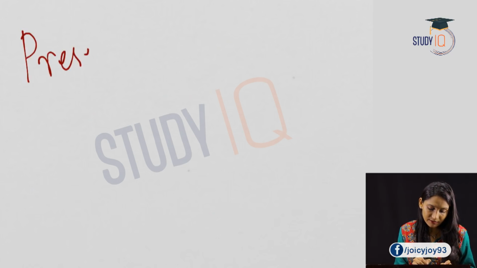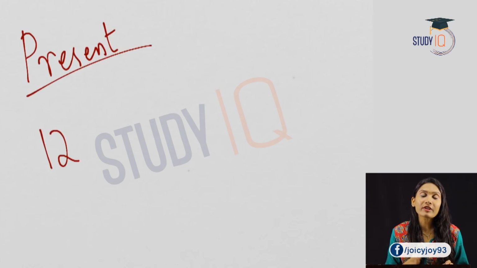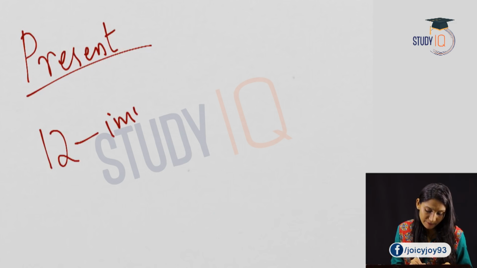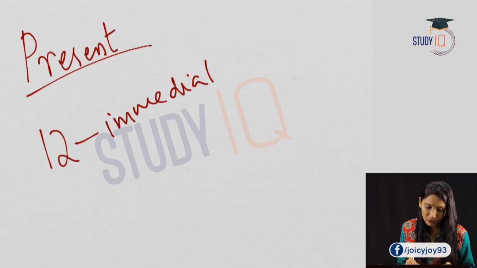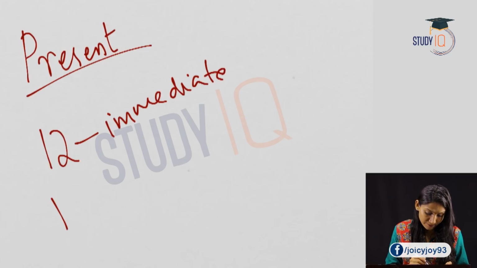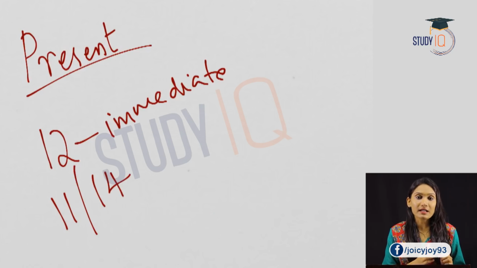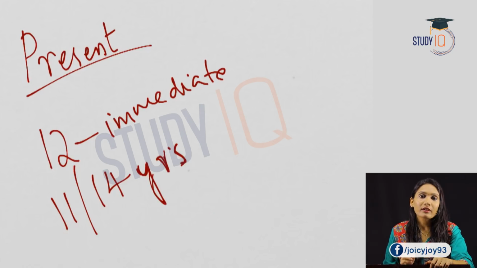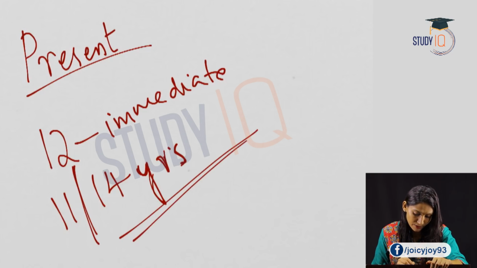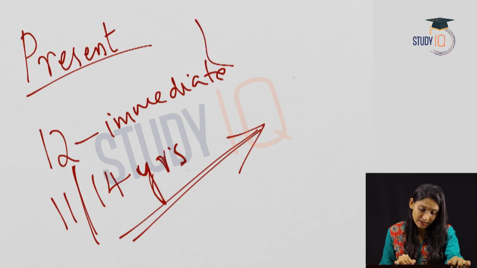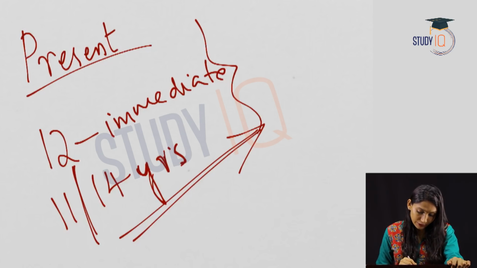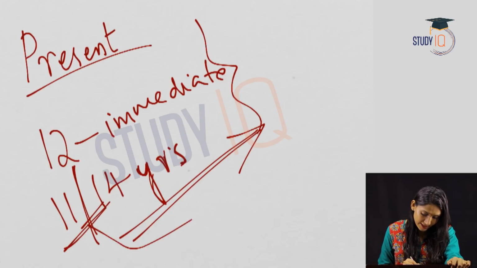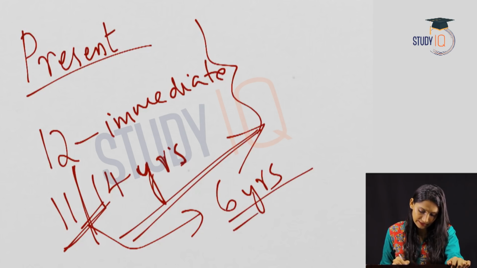So at present, what is the law? At present, a person who has lived in India for 12 months immediately before the application, and 11 out of the past 14 years, is eligible. The amendment proposes to cut off this 11 years to 6 years.